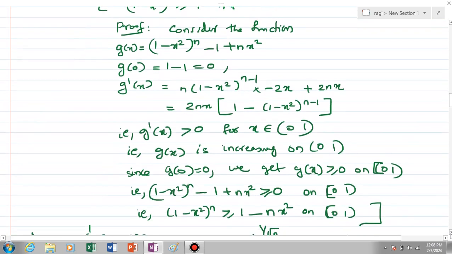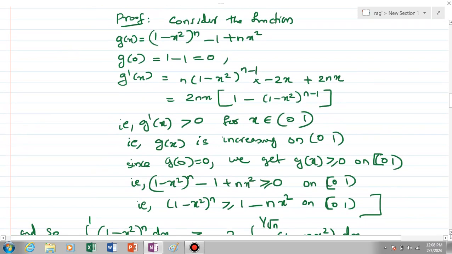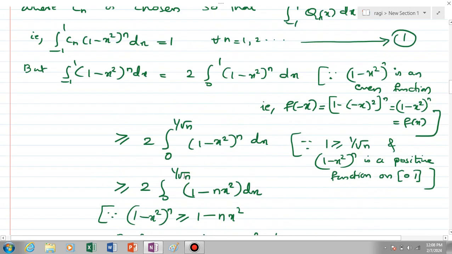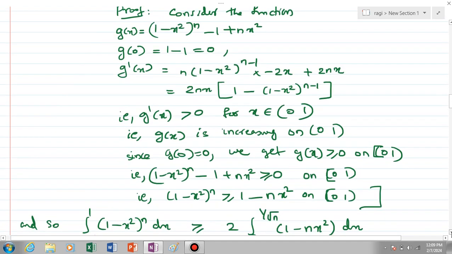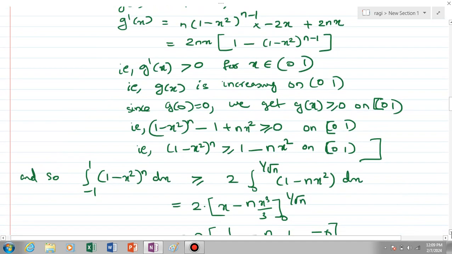That is, (1 minus x square) raised to n is greater than or equal to 1 minus nx square on this interval. So we are dealing with an integral on this type of interval, like the integral 0 to 1 by root n. So in this range, (1 minus x square) raised to n is clearly greater than or equal to 1 minus nx square. So we replace this by the integral, and so we have the integral from minus 1 to 1 of (1 minus x square) raised to n dx is greater than or equal to 2 times the integral 0 to 1 by root n of (1 minus nx square) dx.